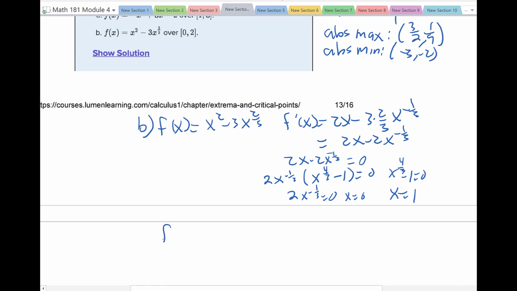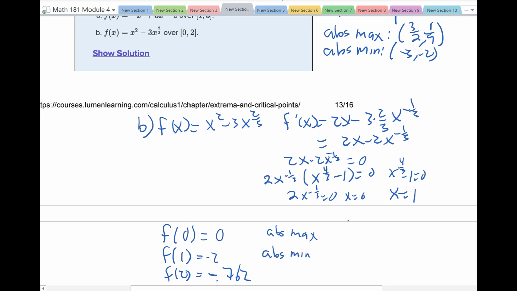So what we're going to check for are f of the endpoints, 0 and 2. Now we're going to look for f of 1, and then we're going to look for f of 2. So f of 0 is 0, f of 1 is negative 2, I just plug these in the calculator, and f of 2 is negative 0.762. So we have our absolute max and our absolute min. That's at 0, 0, and that's at 1, negative 2.